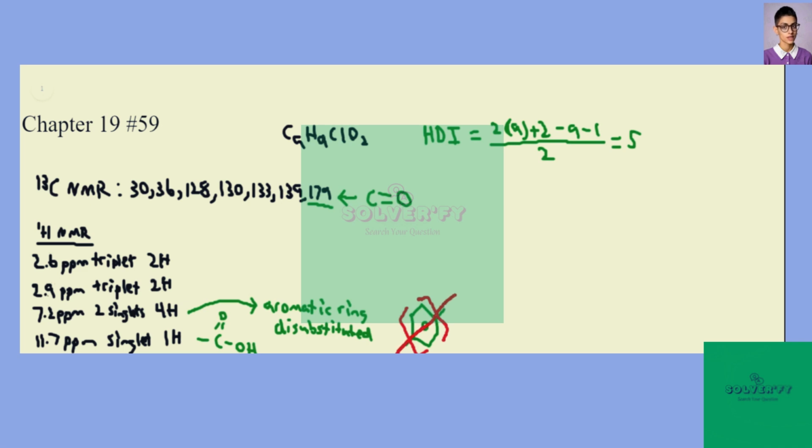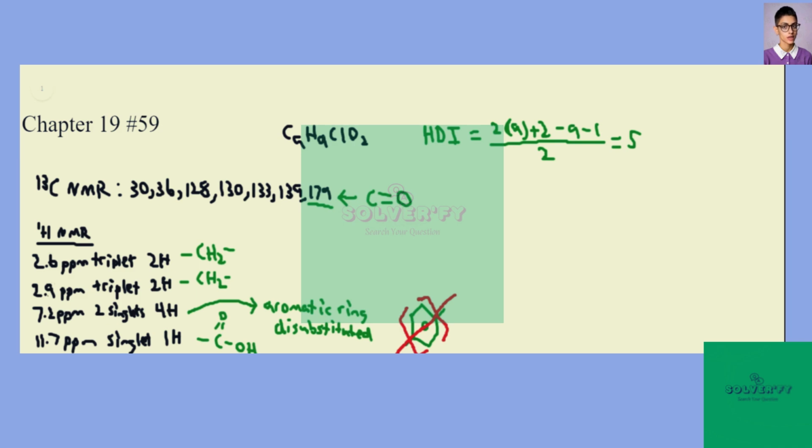Okay. So back to the NMR data. We have a 2.6 ppm triplet that integrates to 2. So this is probably a CH2. And then we have a 2.9 ppm triplet that also integrates to 2. So we have two triplets and two CH2 groups. So these are probably splitting each other. And so the one at 2.9 is going to be the one that's connected to our carboxylic acid. And the one at 2.6 is going to be the one that's connected to the ring.